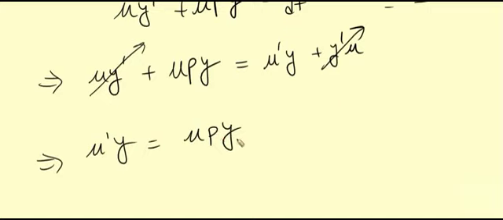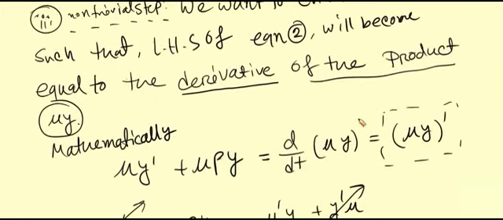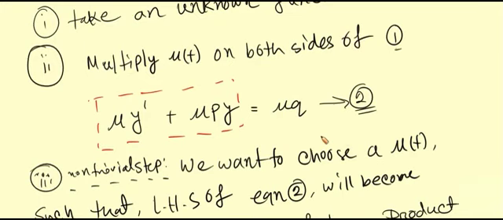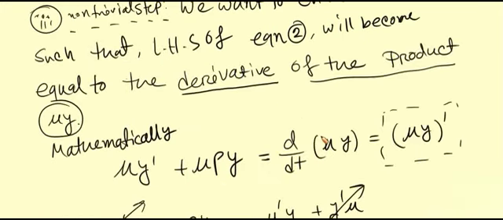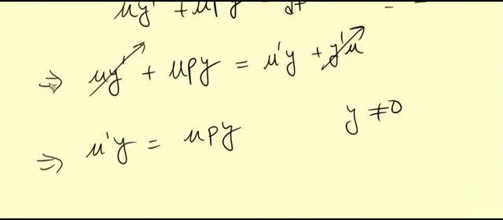And we are taking y to be non-zero. Obviously you can take y equals 0, but that's a trivial solution. By trivial solution I mean if you take y equals 0, then this equation will be satisfied trivially. So we don't want that. So that's why we can get rid of these y's, because if y is 0, we won't be able to divide by y on both sides. So finally, when you get rid of this y, you will have mu prime equals mu p.